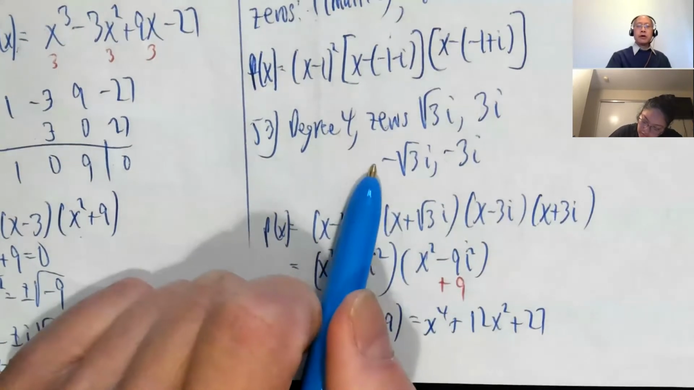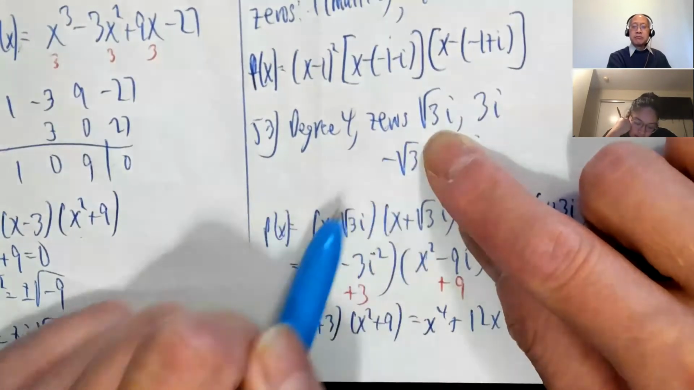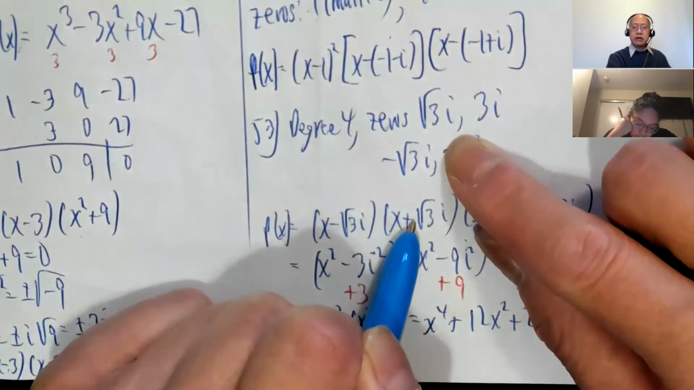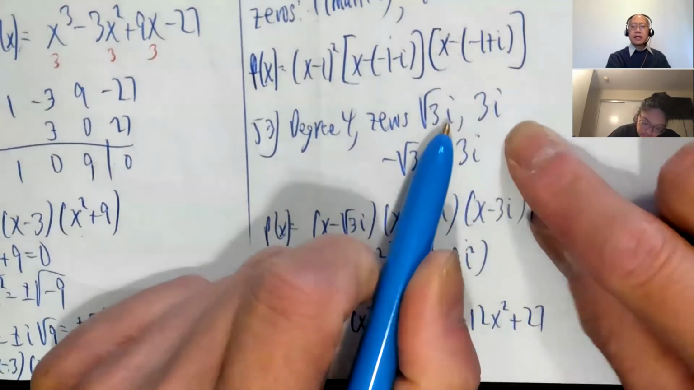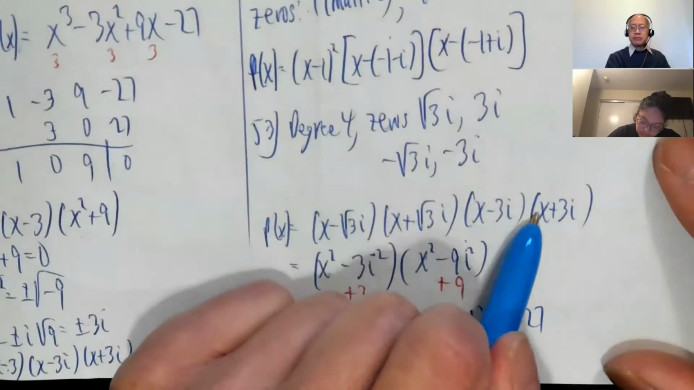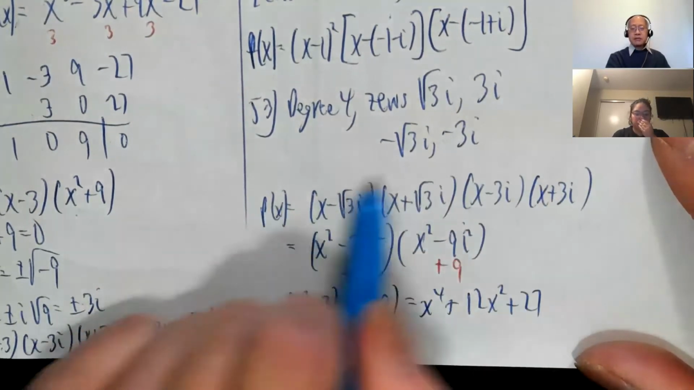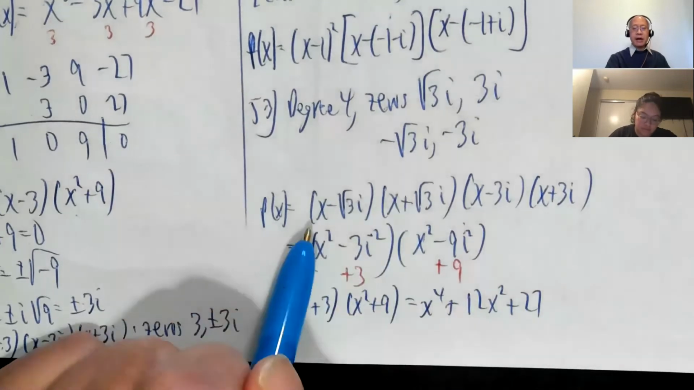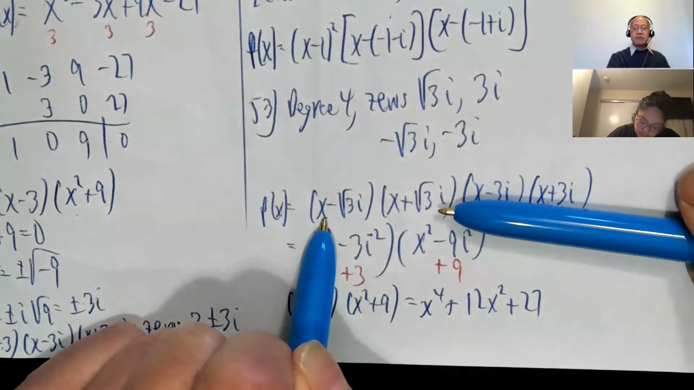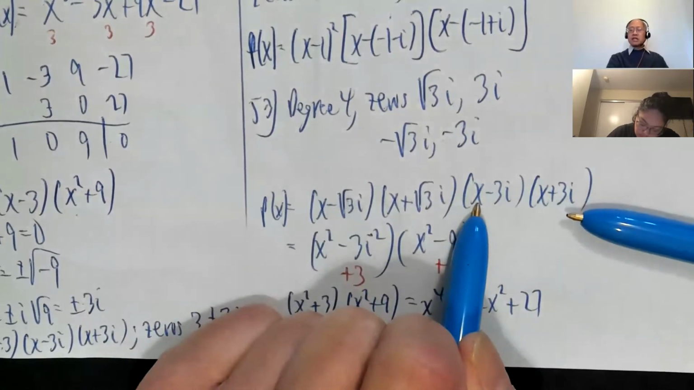So how do I build the polynomial? You go x minus each one of these guys. So x minus radical 3i, x minus a negative, or x plus radical 3i, and then x minus 3i, x minus a negative, or x plus 3i. Okay, and let's multiply this. It's actually not going to be that bad, because this is like a minus b, a plus b. This is also a minus b, a plus b.